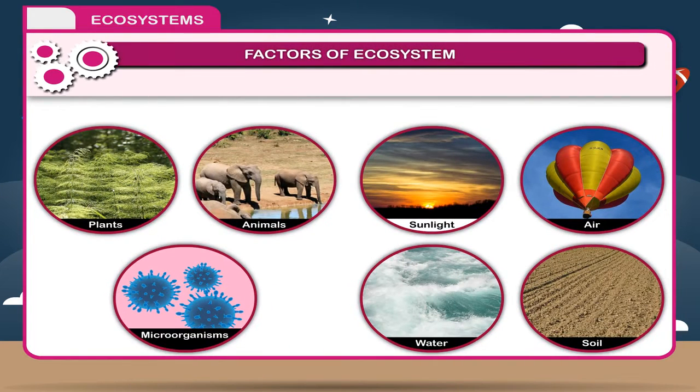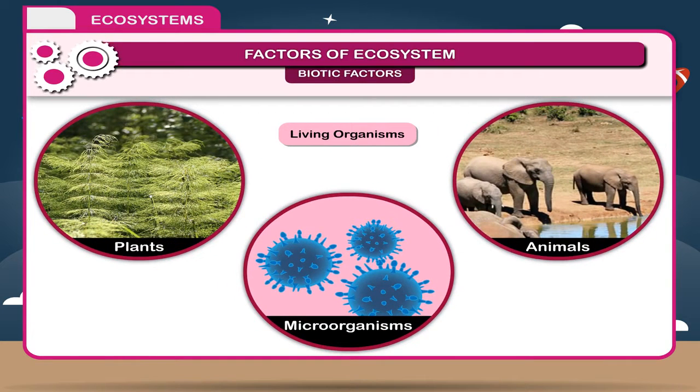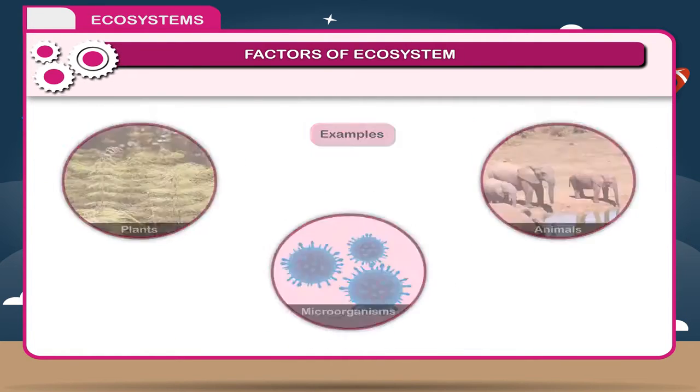An ecosystem consists of two factors or components, A. Biotic and B. Abiotic. Biotic factors. The living organisms are called biotic components or living components of the ecosystem. Examples: plants, animals, and microorganisms.